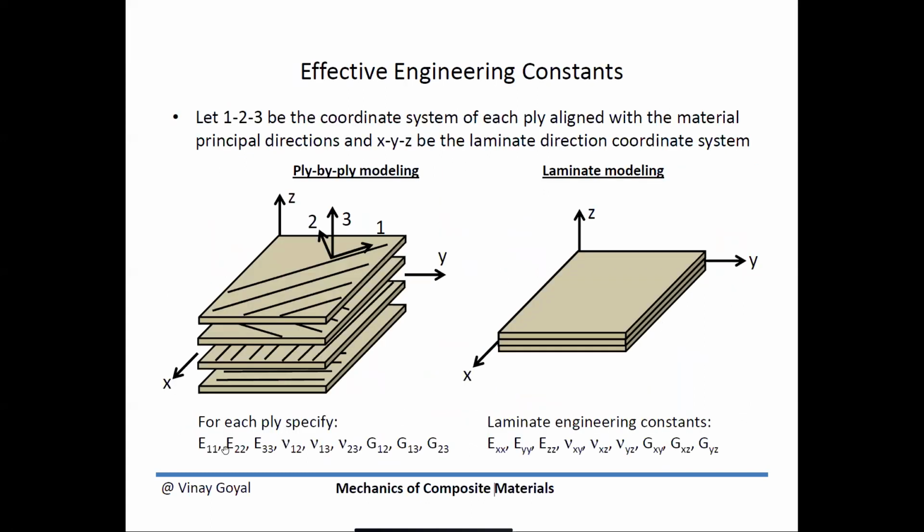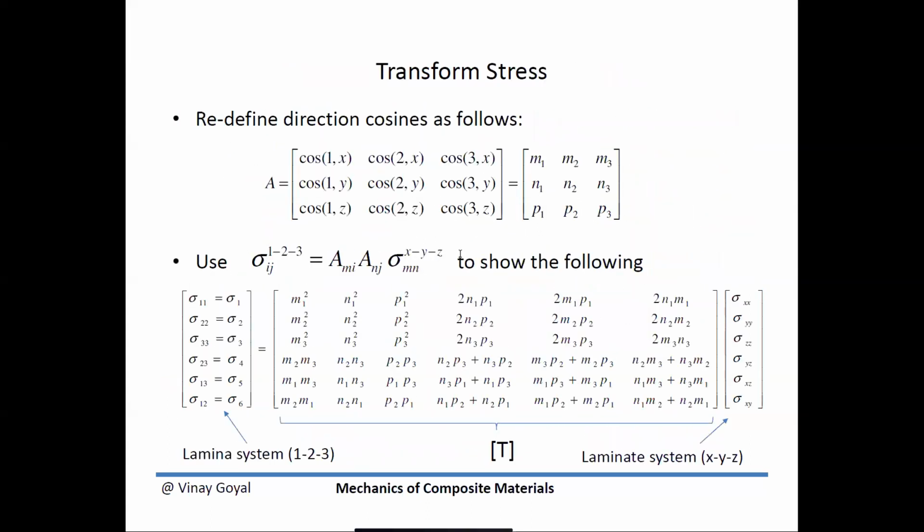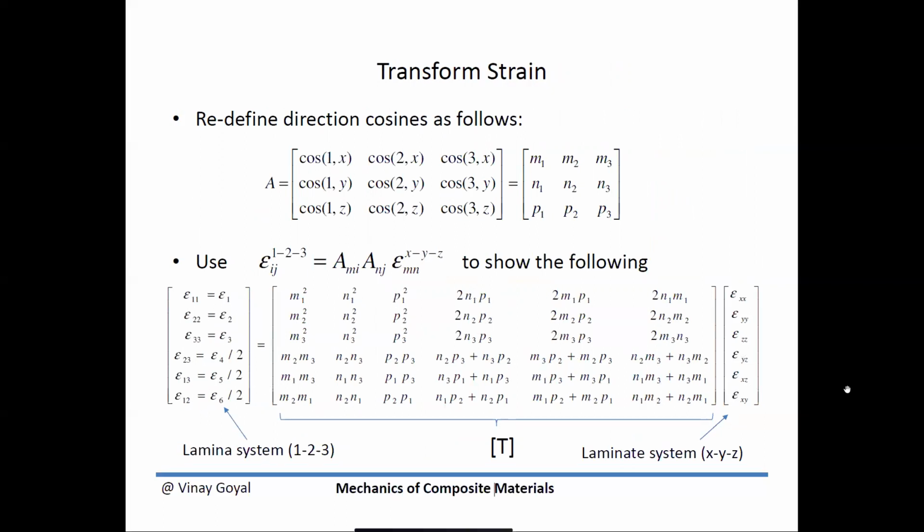Given the properties E11, E22, E33, and so forth in the laminar material orientations, we're able to find laminate engineering constants by transforming a single lamina to the X, Y, and Z coordinate systems. And the way we accomplish that is to derive the stress relationship for transformation from the lamina to the laminate system. We did it for the strain.